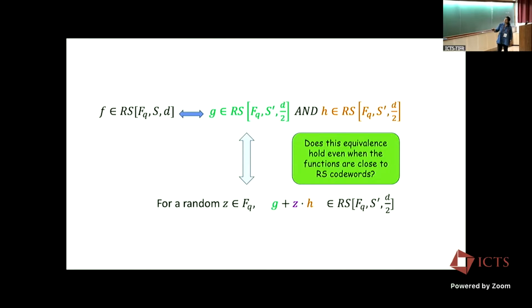But what we want is a more robust statement than just this. If G and H were close to Reed-Solomon codes, maybe it's not hard to see that in some sense G plus ZH is also close to a Reed-Solomon code. But what about the converse? Does it hold in the reverse direction? And this is going to be the question that I'm going to focus on for the rest of the talk. Okay, so I'll go into more details about what kinds of parameters we're asking, what kinds of closeness we mean, and things like that. Questions?